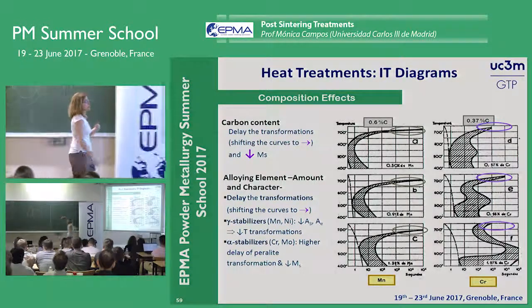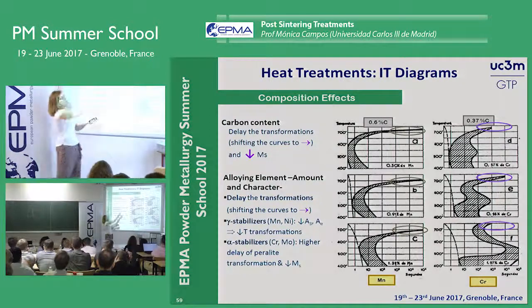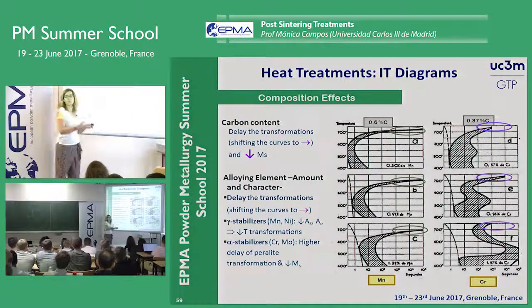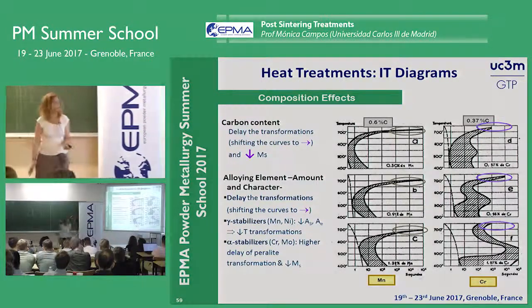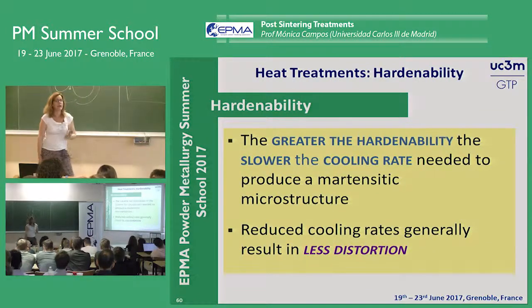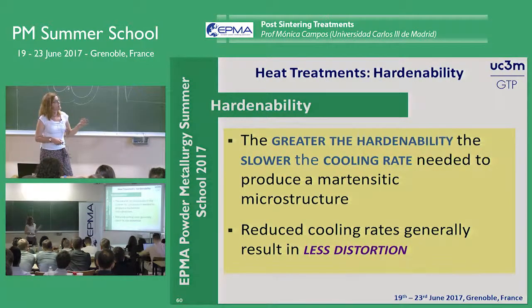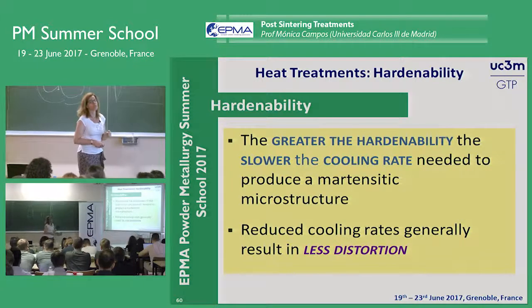If we didn't put chromium or manganese, the curves would move in that sense, and it was impossible to achieve the martensitic microstructure. Okay? Then we needed these alloying elements. Another way to understand hardenability is as it's written here. I like it more than the other. The greater the hardenability, the slower the cooling rate needed to produce a martensitic microstructure.